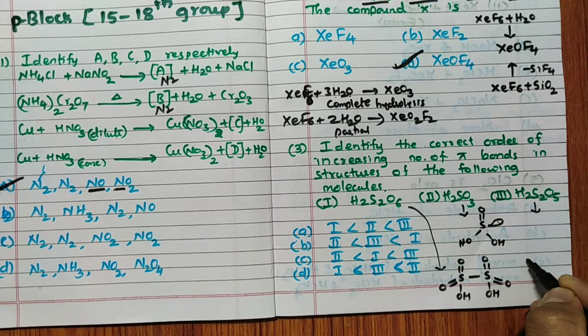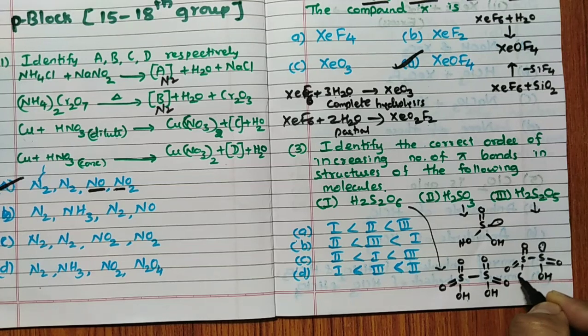H2S2O5 structure is similar to this, but instead of one double bond, one lone pair is present. So like this, S double bond O, yes, there is one lone pair. So double bond O, OH here, double bond O, OH here. So H2S2O5, 1, 2, 3, 4, 5.